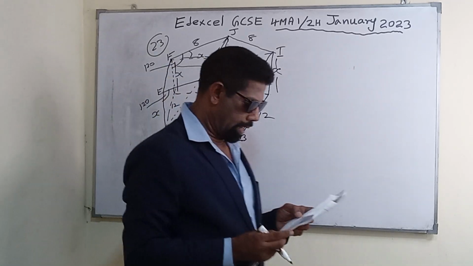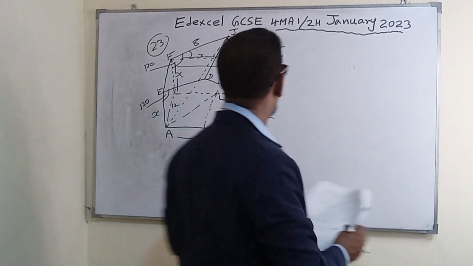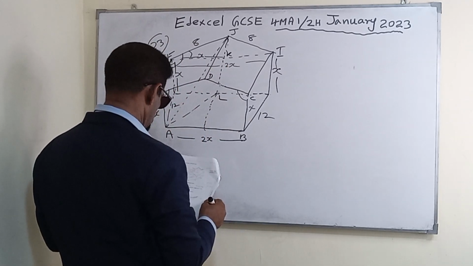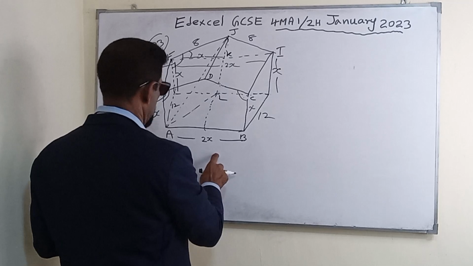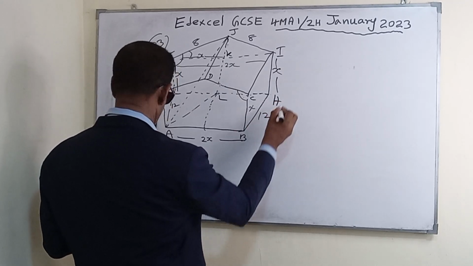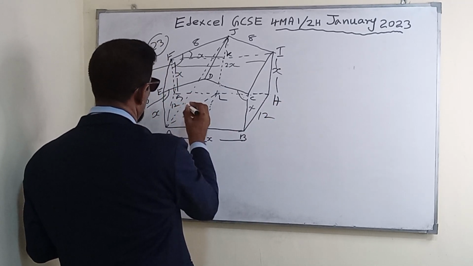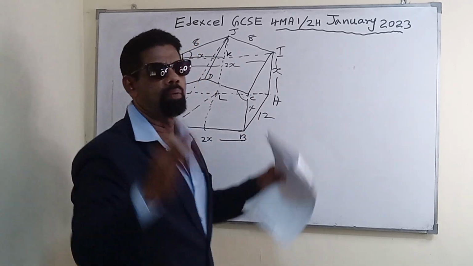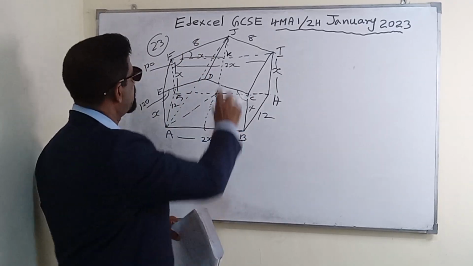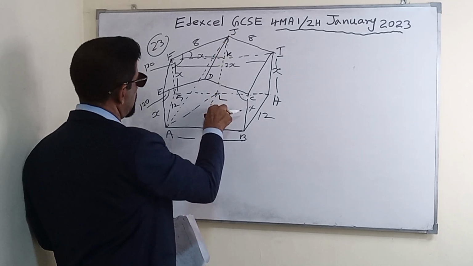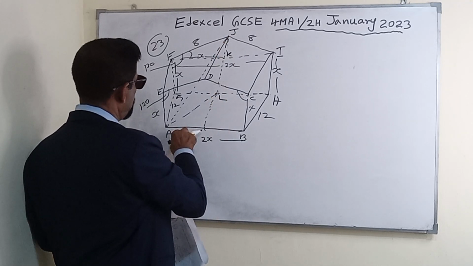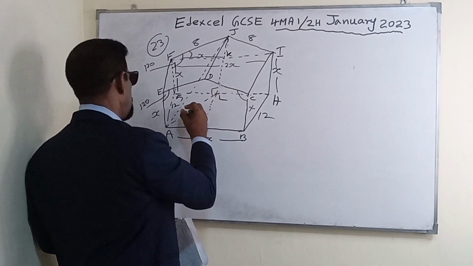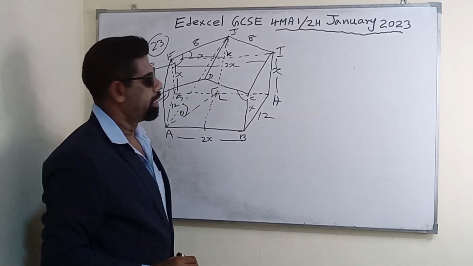Calculate the angle AJ makes with the base ABHG. This is a 3D question, so I suggest planning first. Find the length JL, then find AL. Then this is 90 degrees in 3D, then use tan, and you can find the angle.